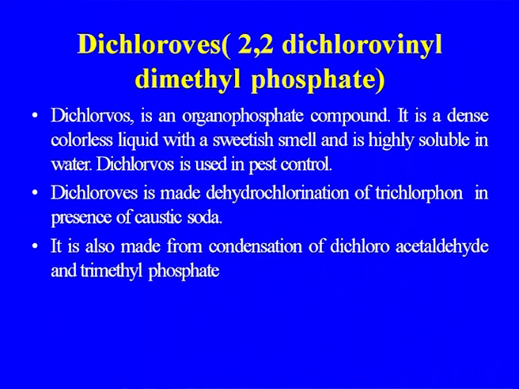Dichlorvos. This is 2,2-dichlorovinyl dimethyl phosphate. Dichlorvos is an organophosphate compound. It is a dense colorless liquid with a sweetish smell and is highly soluble in water. Dichlorvos is used in pest control. It is made by dehydrochlorination of trichlorfon in the presence of caustic soda. It is also made from the condensation of dichloroacetaldehyde and trimethyl phosphate.